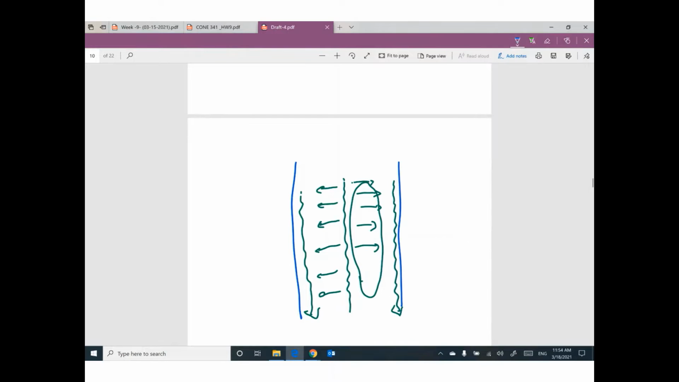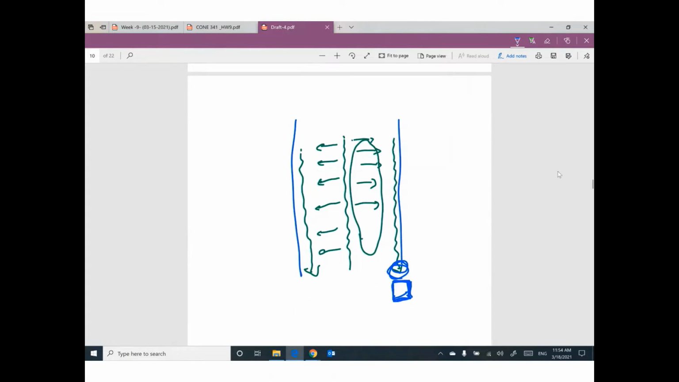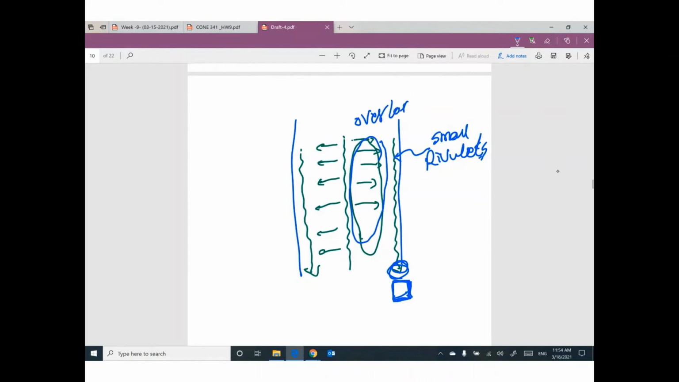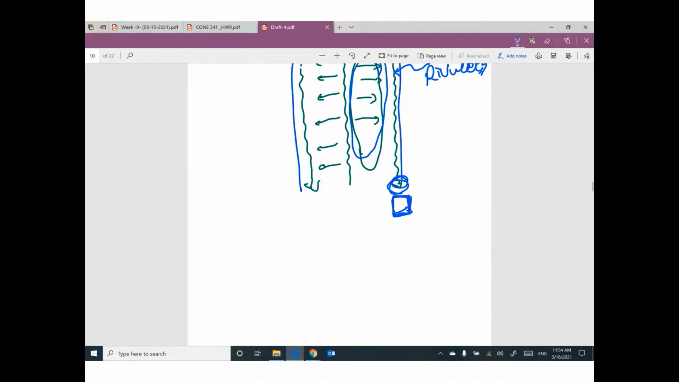And finally, we will have this location to collect the water from this flow. So this one can be called small rivulets. This one can be called overland flow. And finally, collecting here, we will have a pipe to collect the water coming from this area. So this one can be called stream flow.